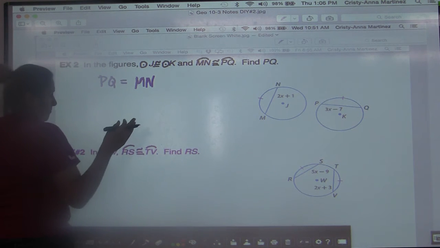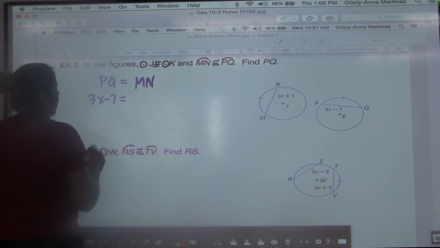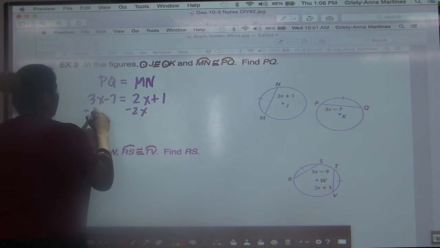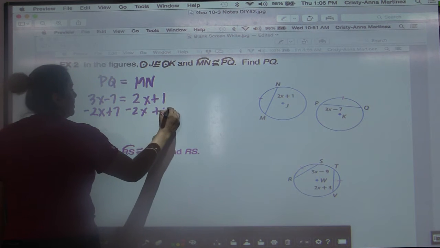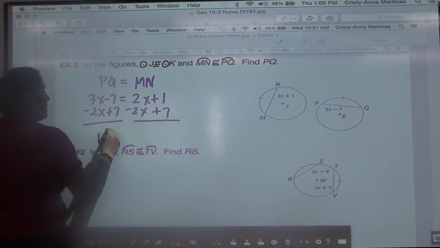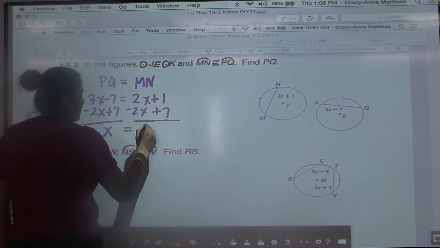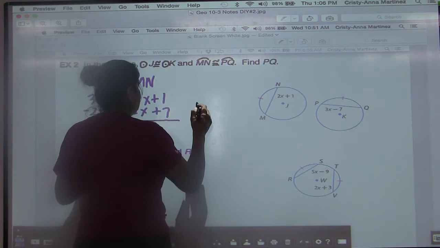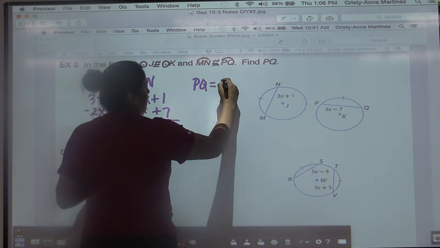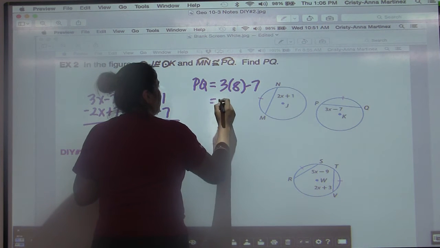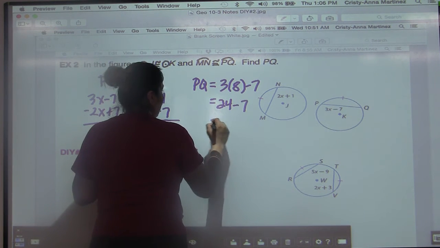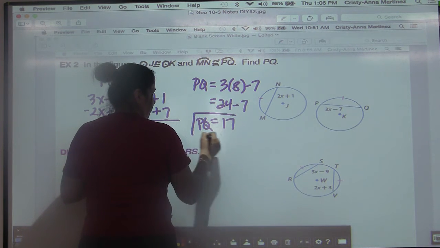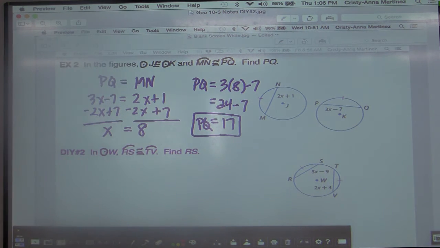Since our diagram says that PQ is 3x minus 7, we replace PQ with 3x minus 7, and then MN is 2x plus 1, so we'll substitute that. Then we just do some simple algebra, subtract 2x from both sides, bring the 7 to the other side, and we'll get 3x minus 2x is 1x, negative 7 plus 7 is 0, and over here 7 plus 1 is 8. So x equals 8, but notice they didn't ask us to find x, they said find PQ. So once we know that x is 8, we take PQ, which is 3x minus 7, so 3 times 8 minus 7, which is 24 minus 7, and so at the end of the day, PQ equals 17. And that's how you do example 2.